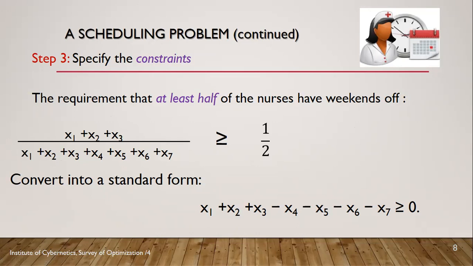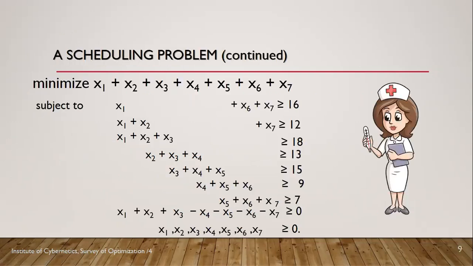Finally, we come up with an inequality in a standard form where we have a 0 here and some variables here, which is X sub 1 plus X sub 2 plus X sub 3 minus X sub 4 minus X sub 5 minus X sub 6 minus X sub 7. So therefore, this constraint will reflect the requirement that at least half of the nurses have weekends off. Recall that weekends fall on Saturday and Sunday.